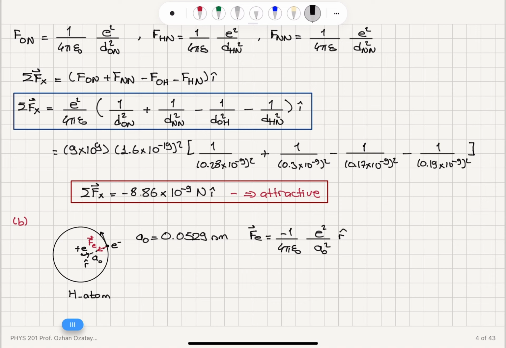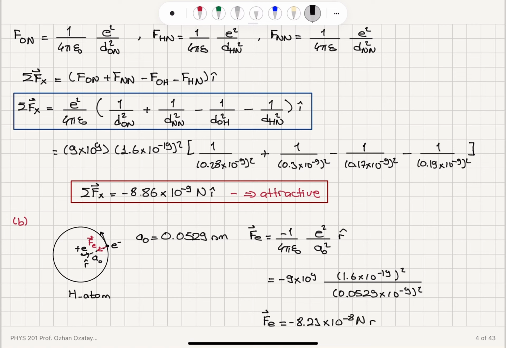So substituting the numbers here, Coulomb's constant 9 × 10^9. As for the electron charge and proton charge, we have (1.6 × 10^-19 coulombs) squared. The distance between them, (0.0529 × 10^-9 meters) squared. This gives us an electrical force between the electron and the proton of minus 8.23 × 10^-8 newtons. It's in the minus r hat direction, indicating that this is also an attractive force.